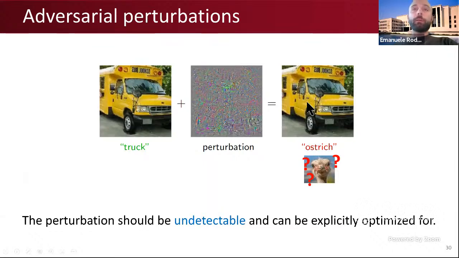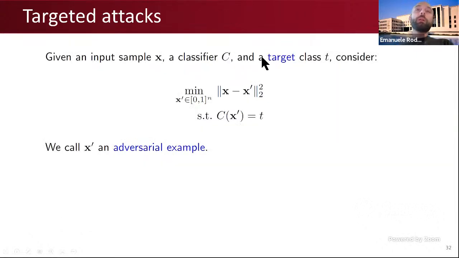Before I move on, let me formalize mathematically how you can write down adversarial perturbations. As I was mentioning, we are given some classifier C and some input sample X, which could be the photo of the school bus or the photo of the stop signal. And then I'm also given a target class T, for example, the ostrich. So I would like the input sample to be modified just a little bit so that the classifier thinks it is of class T. So this is the optimization problem. I'm looking for the adversarial example, the perturbed school bus, that is as similar as possible to the original school bus, such that the classifier applied to the modified one gives me as output ostrich.